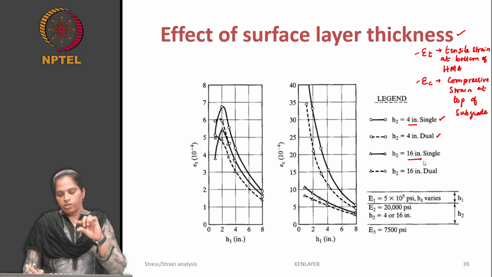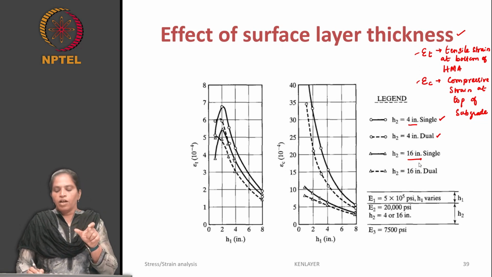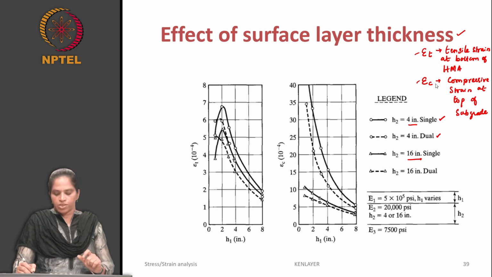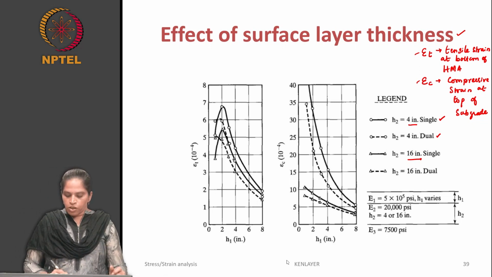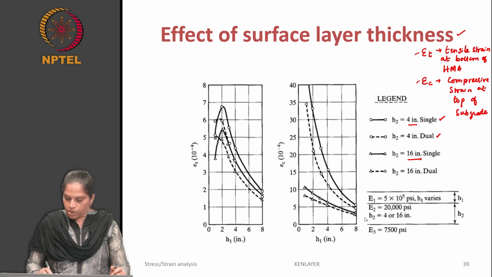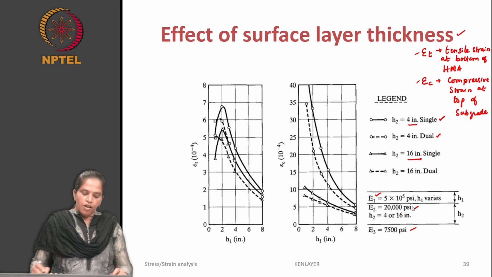So with the single axle, dual wheel, and with the thin base and thick base system, if you vary the thickness of the surface layer, how are this tensile strain and compressive strain going to vary with the thickness of the top surface? So that is what we are going to see now. So you have simulation results for different cases with the modulus of E1 to be this value, E2, E3 modulus values are given here, and for different depth of H1, you have simulation results here.